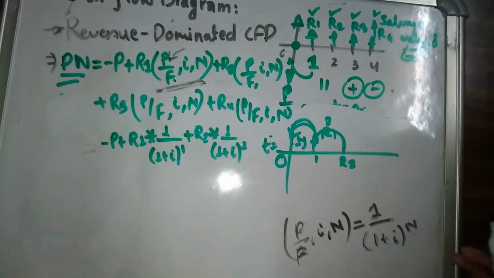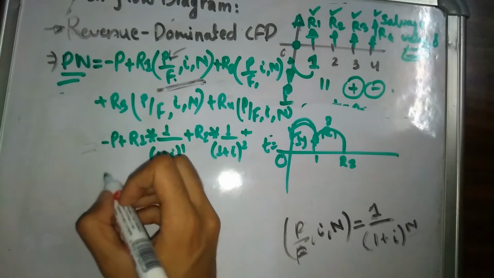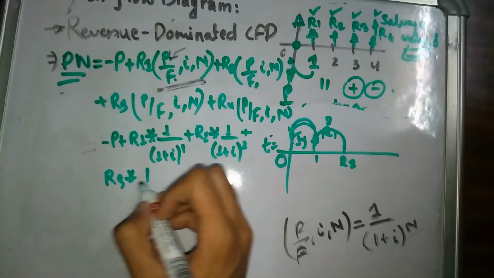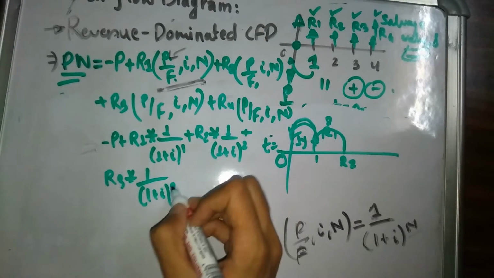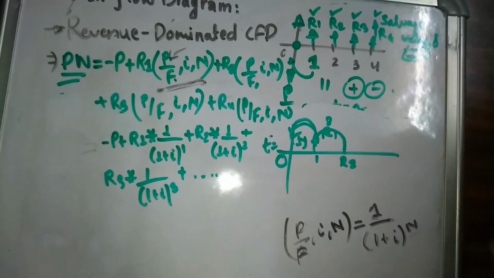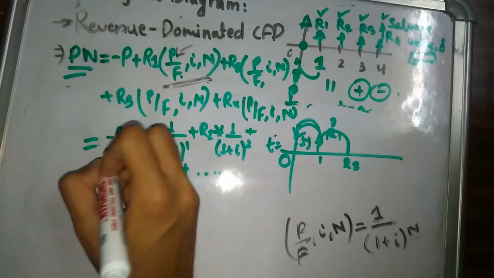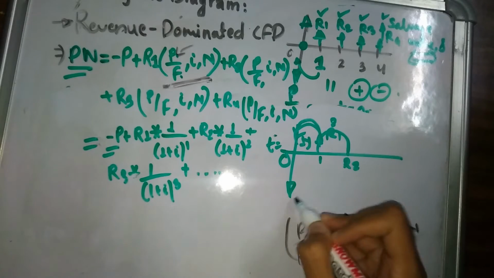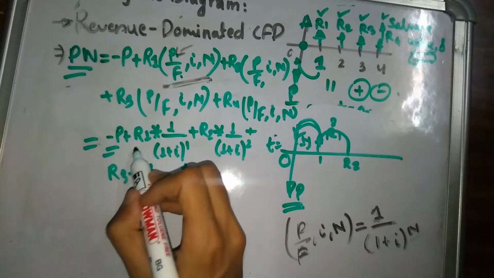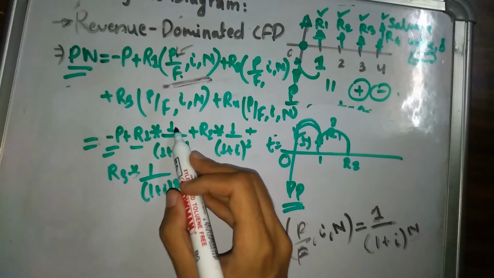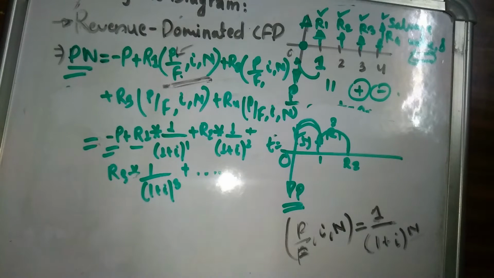Now we have 2 years. Plus R3 into, so you can simply guess we are going to use 1 plus I raised to the power 3, and so on, depending upon our year. So what we have basically done is we haven't changed P because it's already at our present time t equals 0, and we have multiplied R1 by 1 plus I raised to the power 1 in order to convert it into my present time, and so on, in order to calculate my present worth.